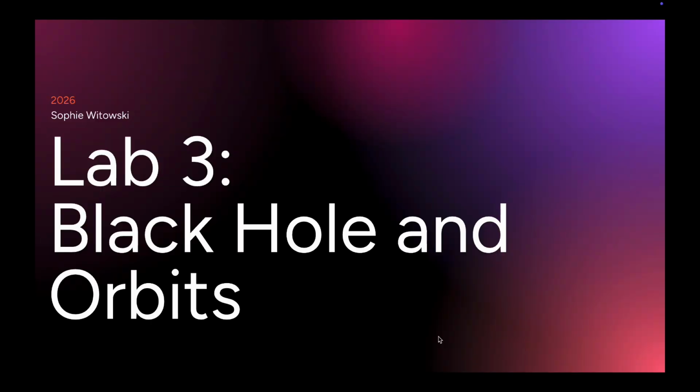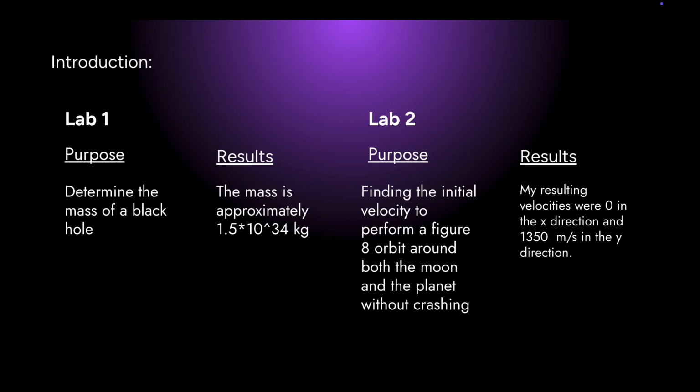My name is Witowski, and this is my Lab 3 video report on black holes and orbits. In this lab, we use both computations and Newton's second law to analyze orbital motion and achieve our two main goals: one, to determine the mass of a black hole by analyzing the motion of a star orbiting it, and two, to simulate the motion of a spaceship orbiting both a planet and a moon without crashing.